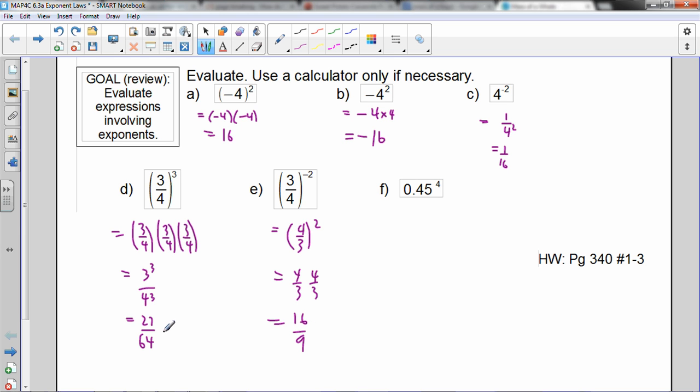A perfect answer is good. Showing your steps and working down the page, that's what we want to see, so we're not just pounding stuff into the calculator. Except for when we're just pounding stuff into the calculator, like this one. This one means 0.45 times 0.45 times 0.45 times 0.45, and there's no easy way to do that. It's a big long mess. So we put that into our calculator, and we get about 0.041.